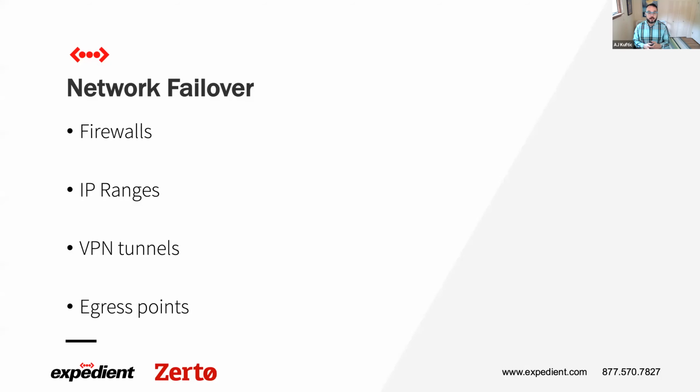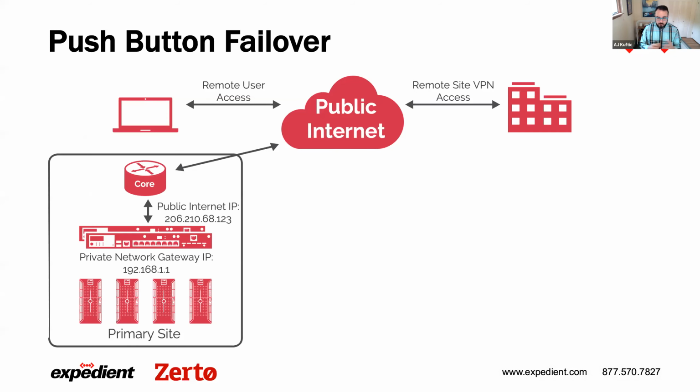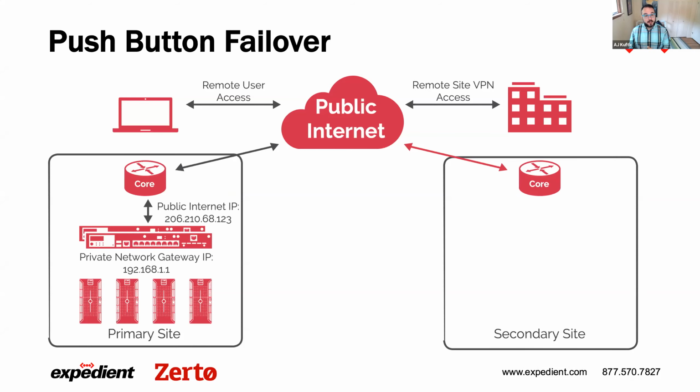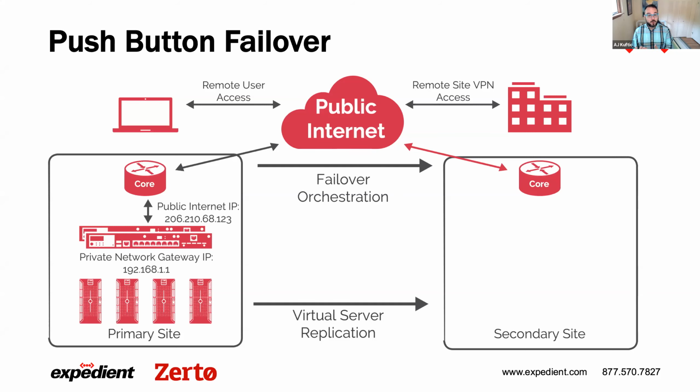So what does that look like? Well, on the left, we have our primary site. On the bottom, we have our virtual servers. We have a private network gateway IP. We have a public IP. On the other side, we have our secondary site. And through Zerto, we have the virtual server replication, and we have failover orchestration through the VPGs on how those VMs come up and in what order.